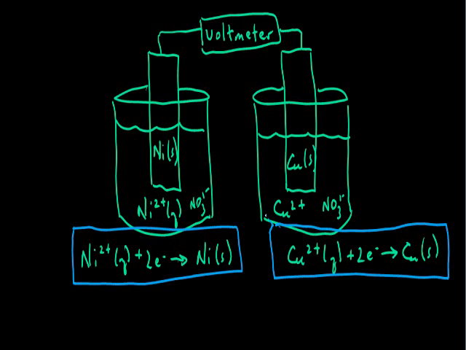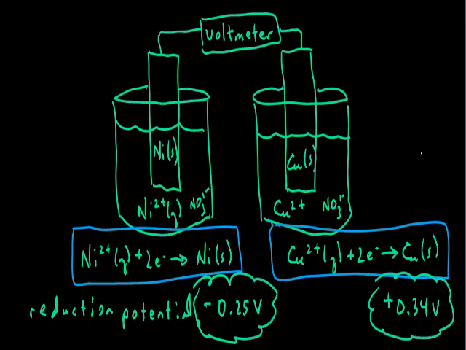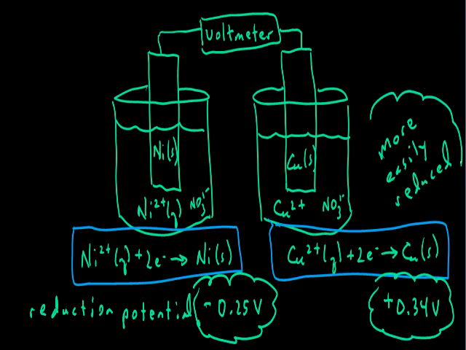We need to find what our reduction potential is for each of these reduction half reactions. Looking on our table of reduction half reactions, we find that for the nickel half reaction, the reduction potential is negative 0.25 volts, whereas for the copper 2 plus, it's a positive 0.34 volts. What this tells us, because the copper reduction potential is a higher positive value, is that the copper half reaction is more easily reduced than the nickel reaction.